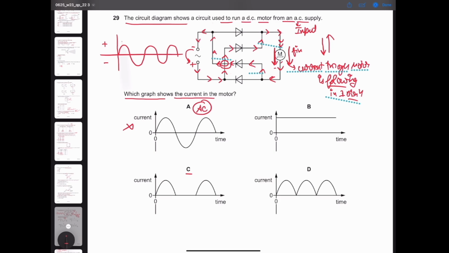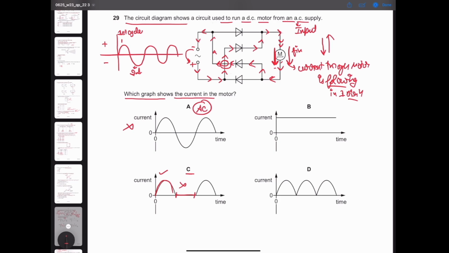See, this is your first cycle and this is the second cycle. In the second cycle, the current is flowing in the same direction. It is going downwards. But option C is saying the first cycle is fine, but in the second cycle, current is zero. Is it zero? No. It's just flowing in the same direction. It doesn't mean it is zero.